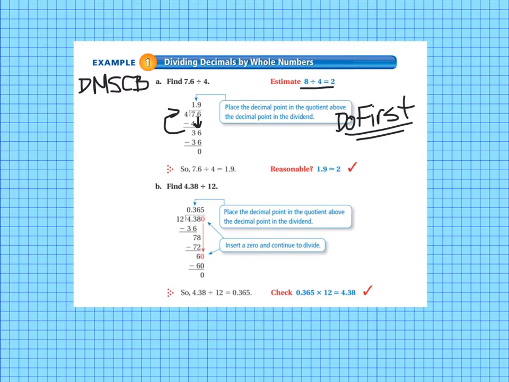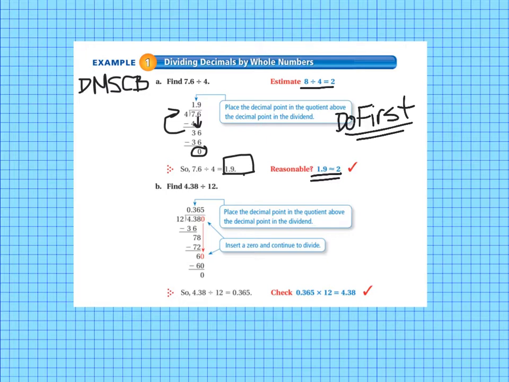And then 4 goes into 36 9 times. 4 times 9 is 36. Your remainder is 0, and you are done. And then you check to be sure that your answer is reasonable. 1.9 is close to 2, so it is.